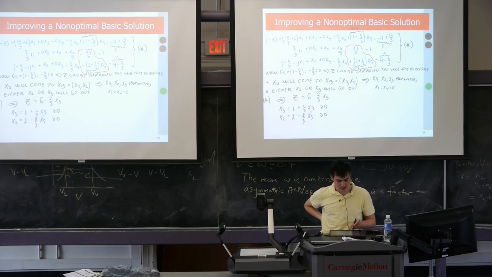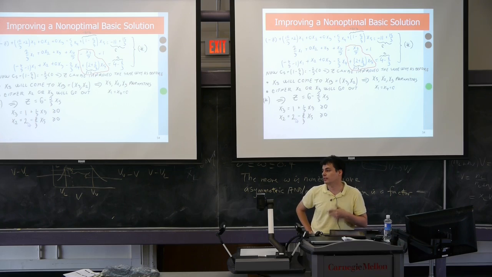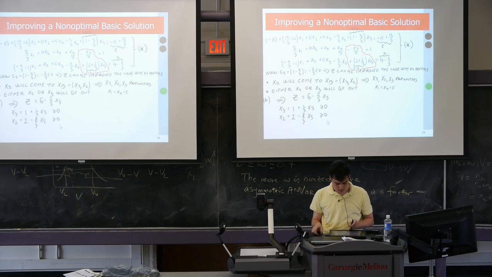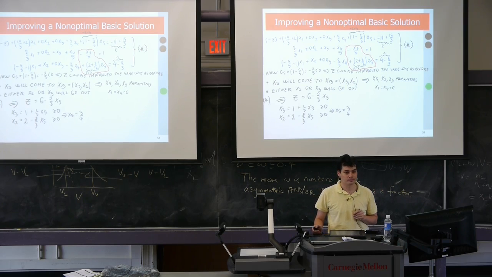Now you can see that for x3, it's very easy to satisfy this constraint, because even if x5 is infinite, it's non-negative, and then the value of z would be minus infinite. But we have these other constraints with x2: if I increase x5 from 0 to some positive number, then x2 would become negative, and that's not feasible. Right? So based on this, we need to set the value of x5 to 3 over 4, because then x2 will become 0. In other words, now x2 will go out, and x5 comes into our basis.